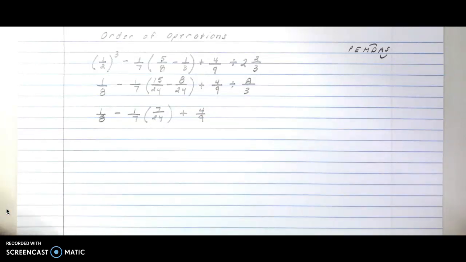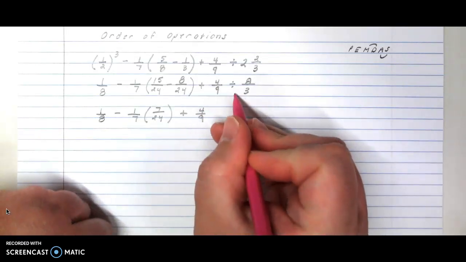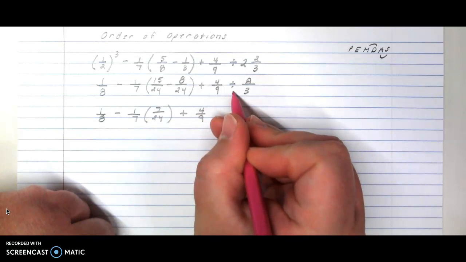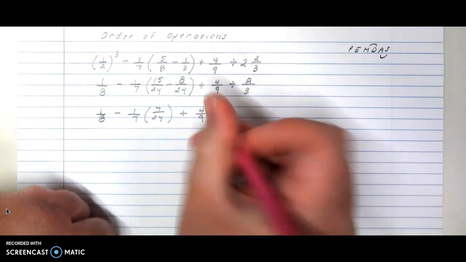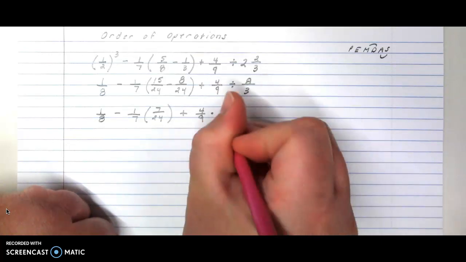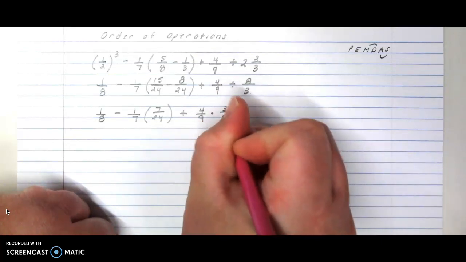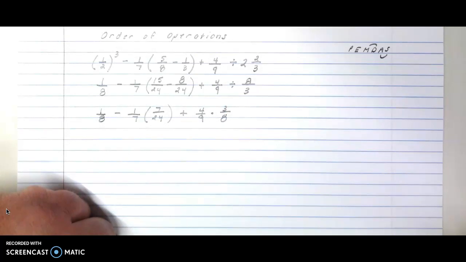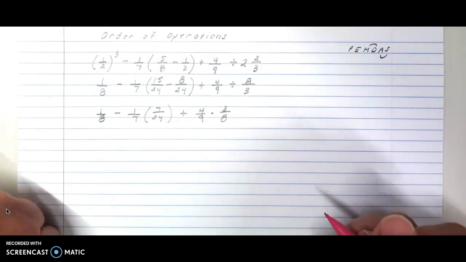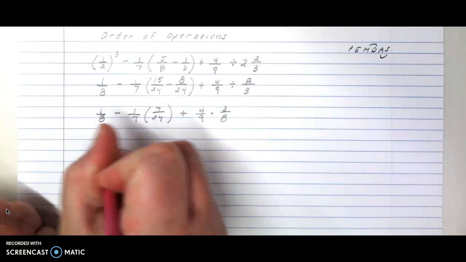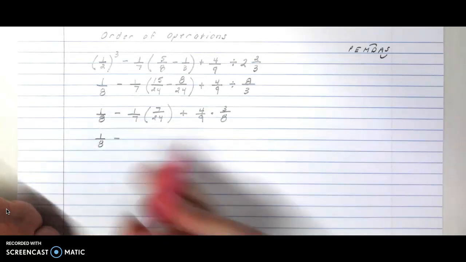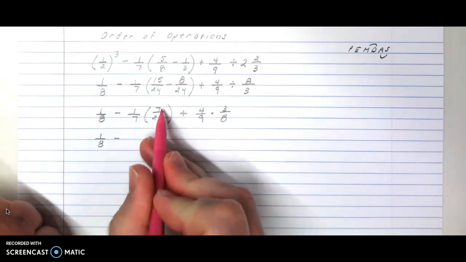And if you remember the rules of dividing fractions, we can use the rule keep it, change it, flip it, because dividing by a fraction is the same thing as multiplying by its reciprocal. So the reciprocal of 8 over 3 is 3 over 8. So now we can start to do our multiplication. So we're going to bring down the 1 over 8 minus, now 1 over 7 times 7 over 24.